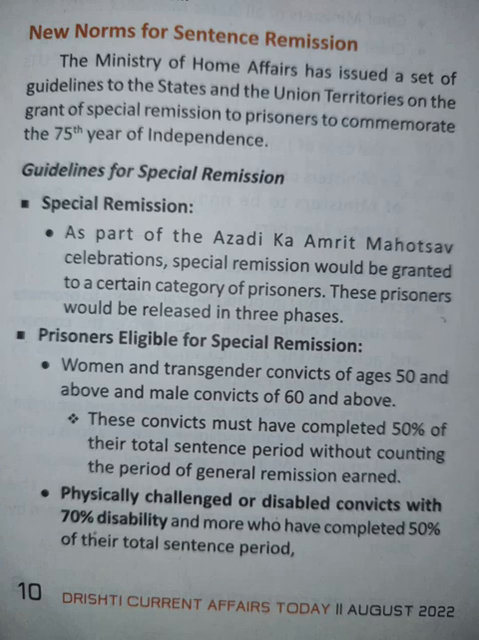The next topic is new norms for sentence remission. The Ministry of Home Affairs has issued a set of guidelines to the states and the union territories on the grant of special remission to prisoners to commemorate the 75th year of independence. Guidelines for special remission. As part of the Azadi Ka Amrit Mahotsav celebrations, special remission would be granted to a certain category of prisoners. These prisoners would be released in 3 phases.